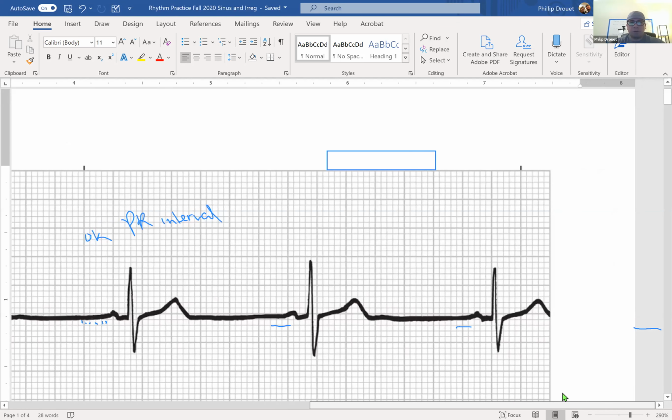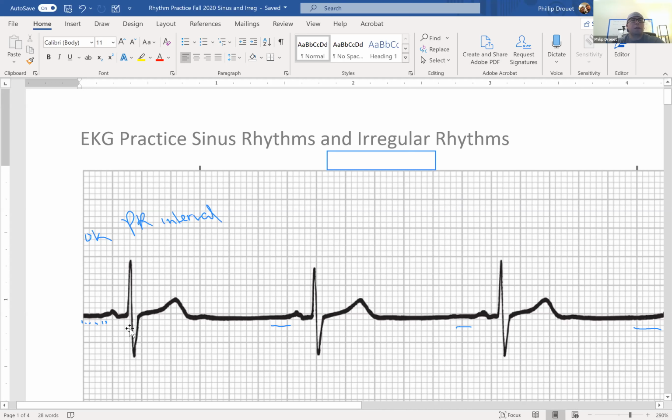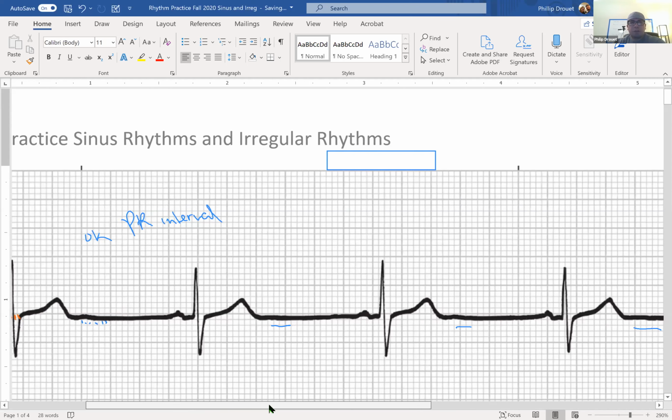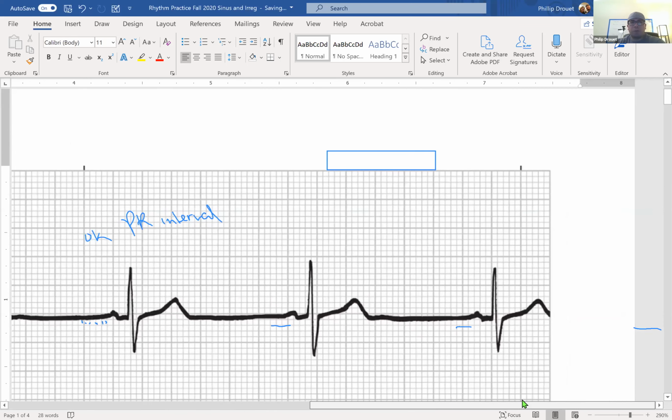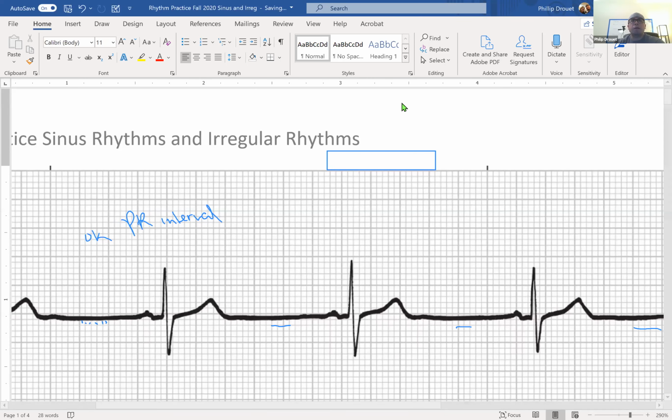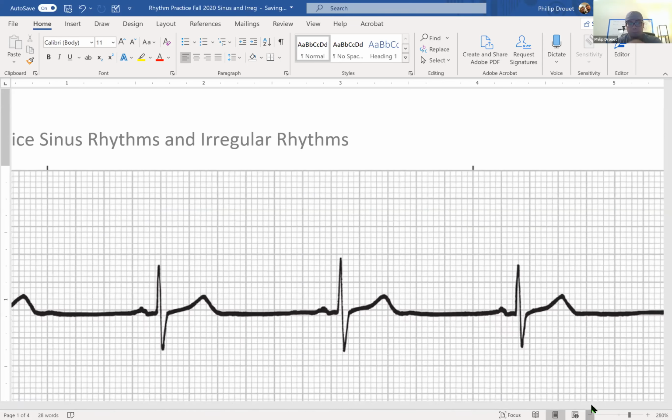QRS complex shouldn't be greater than 3 small boxes. The range should be between 0.1 to 0.12 seconds, or 2.5 to 3 small boxes. And here it looks like we are also good, because I have half a box there, and then 1, 1.5, maybe 2 boxes. That looks pretty consistent with every single QRS complex that we come across. So I'm perfectly okay with that. So that was step 1, step 2, and step number 3.